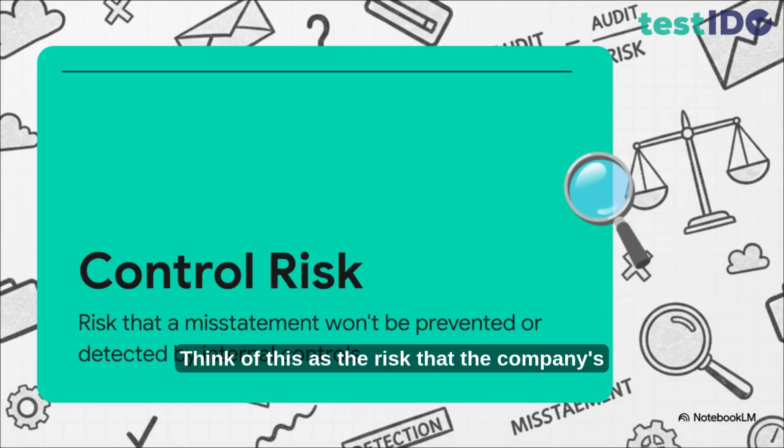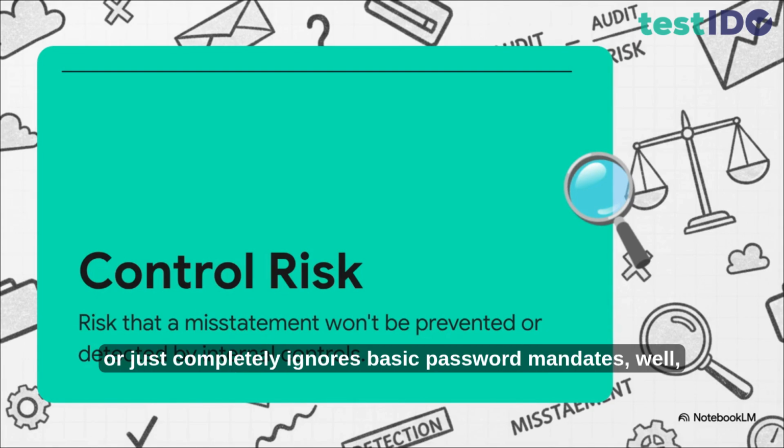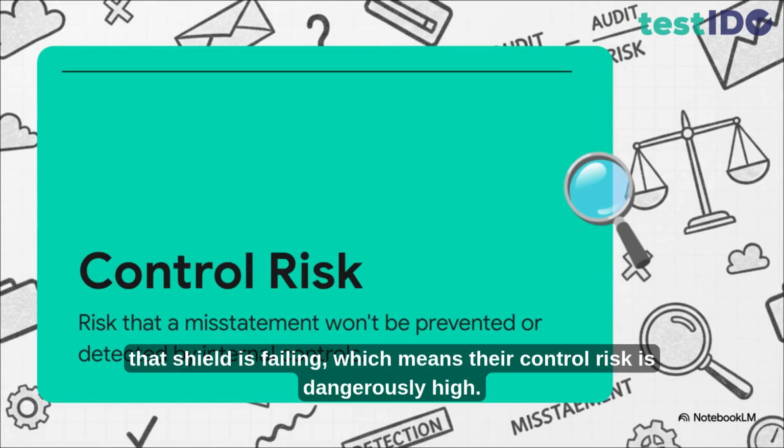Think of this as the risk that the company's shield has a crack in it. If an organization has poor segregation of duties, a weak tone at the top, or just completely ignores basic password mandates, well, that shield is failing, which means their control risk is dangerously high.